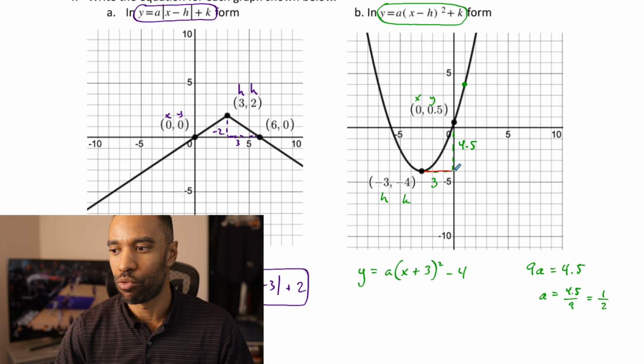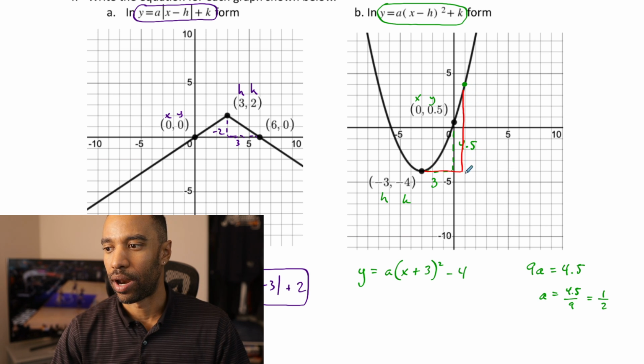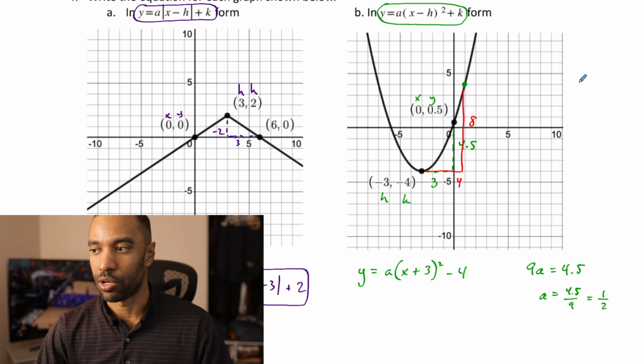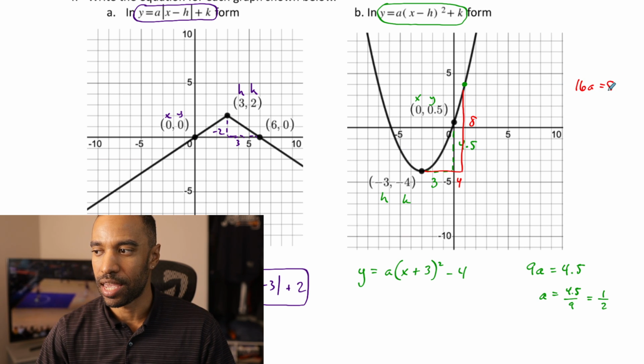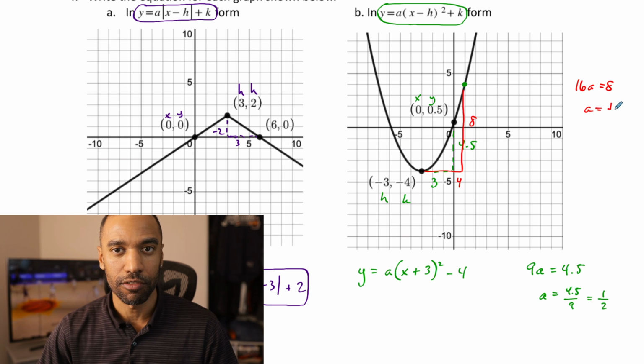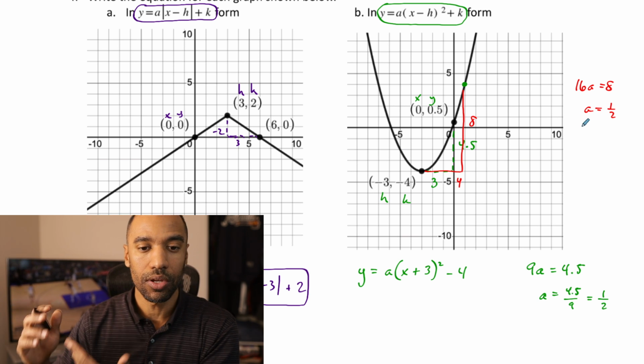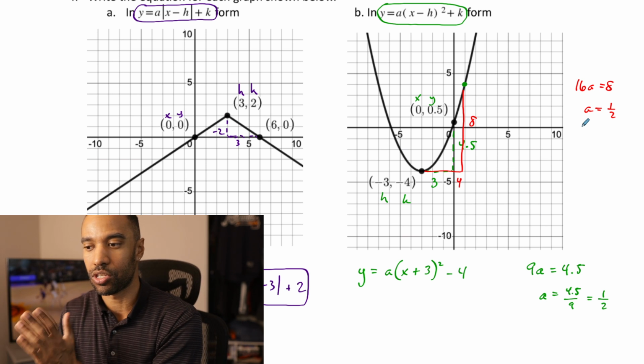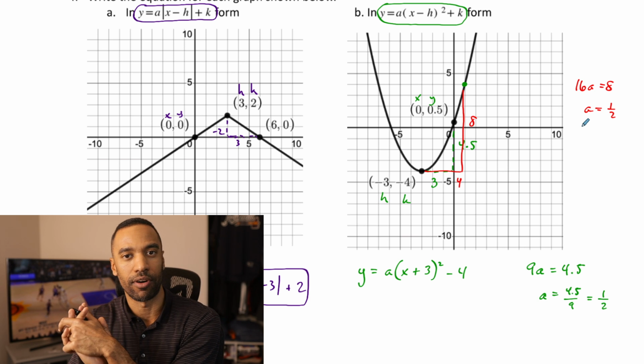I care how much I go over and up. When I go over 4, I'm going up 8. Well, normally I'd go up 16, right? 4 squared. Well, 16 times A is 8. Divide by 16 from both sides. A is still 1/2. You still get the 1/2. That's my point, is that you get the 1/2 no matter what you do, as long as it's a point that's on that graph with respect to that vertex.